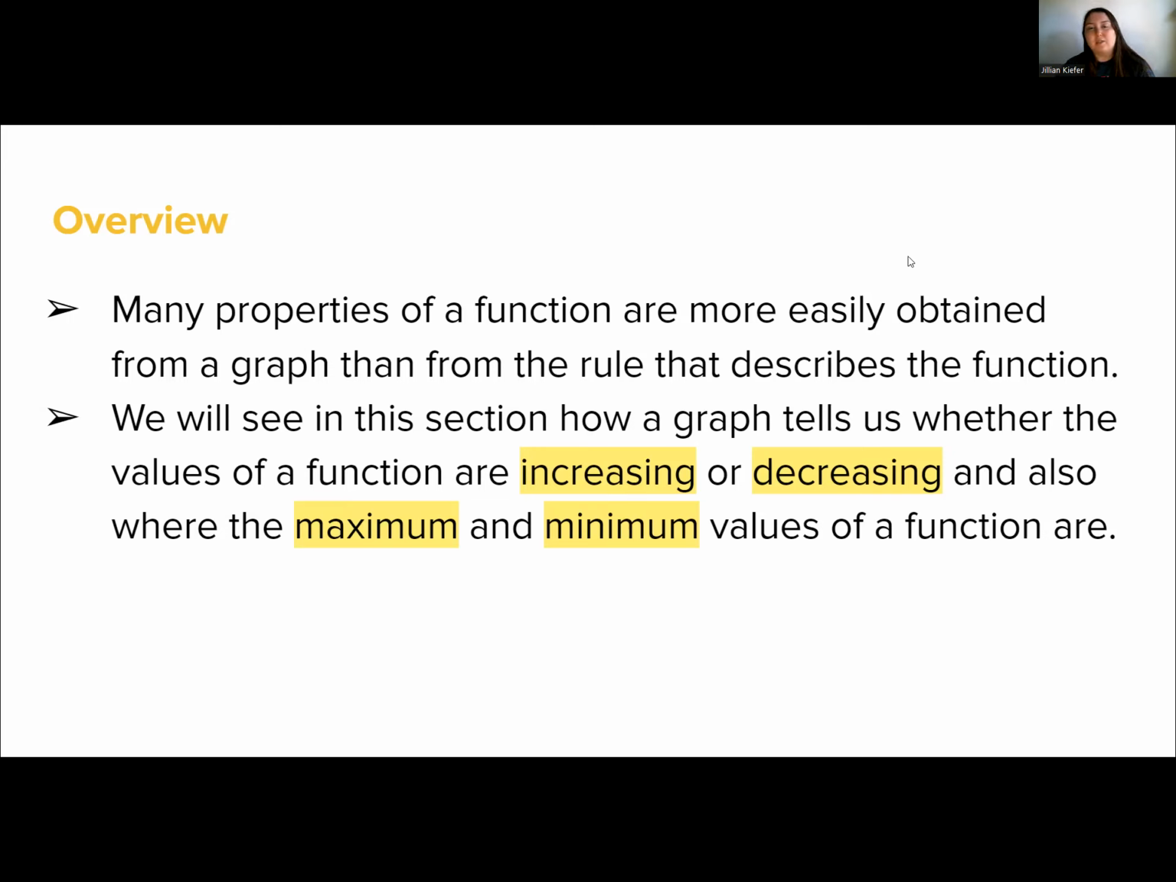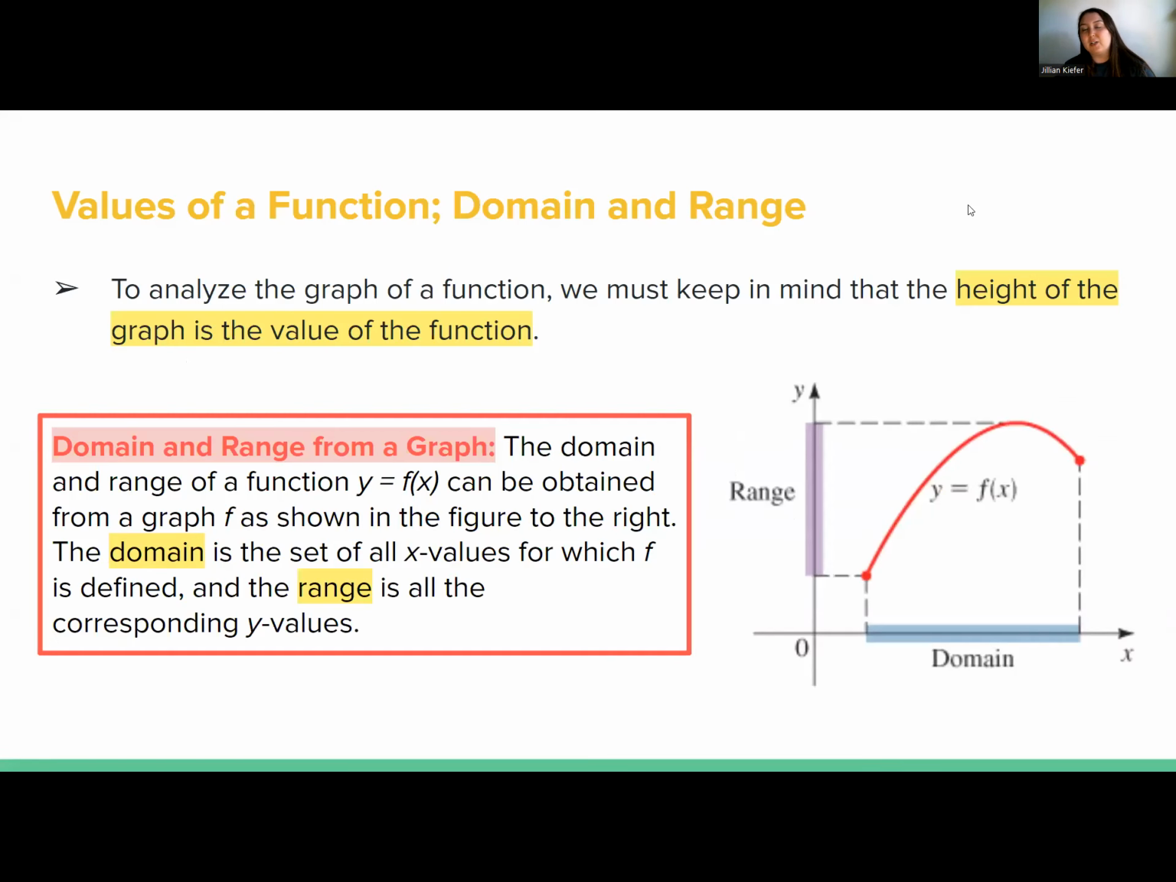This section is also all about domain and range. So we're going to look at domain and range, when functions are increasing and decreasing, and how to find mins and maxes. First off, values of a function and domain and range. We've talked about domain and range quite a few times now, at least definitely domain. But now we're looking at domain and range from a graph.